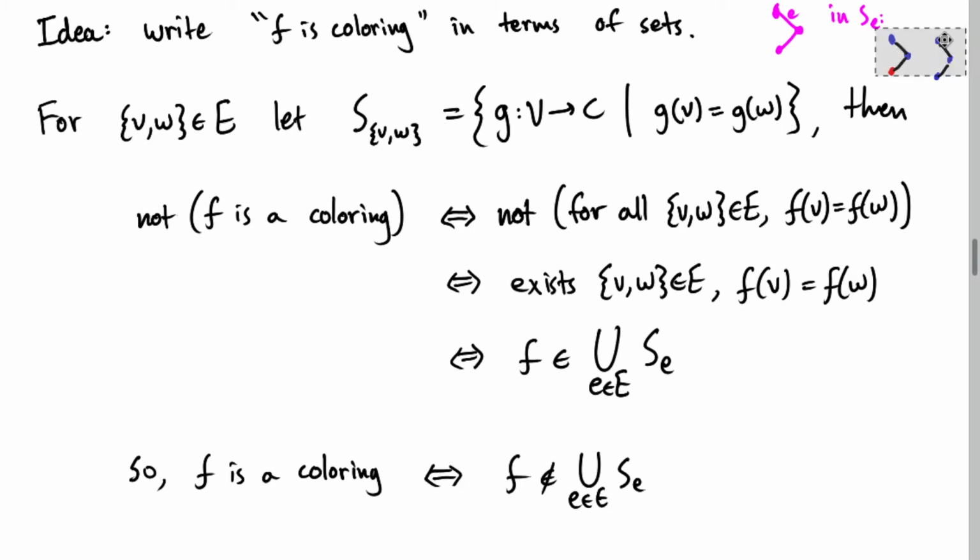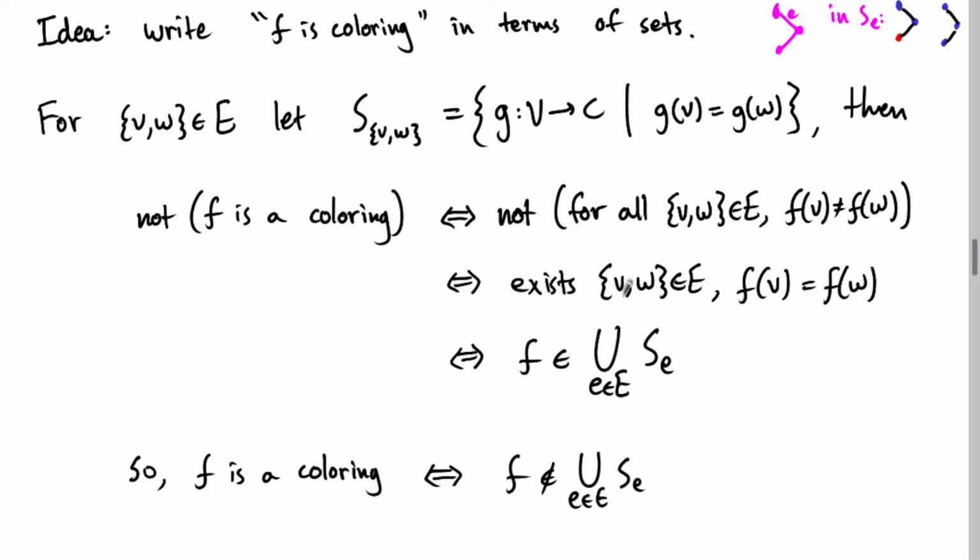Okay, so let's look at not F as a coloring, because that's going to be a little more convenient to manipulate. So what is F as a coloring? Remember, for all edges, the vertices that are incident to that edge have different colors, right? And then not for all is the same as exists not. So we get a double negation that cancels out. And so F is not a coloring is equivalent to saying that there exists an edge where the vertices get the same color. That makes sense.